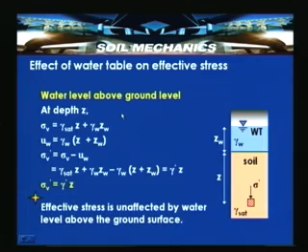So, if you look into it, in the previous case when the water table is located at the ground level, we got the effective stress as gamma dash Z, independent of the location of the water table. For example, at the ground surface we have sigma V dash equal to gamma dash Z. In this case, even with the water table above the ground surface, the effective stress remains unchanged. So, effective stress is unaffected by water level above the ground surface, as long as the water table is located above the ground surface.